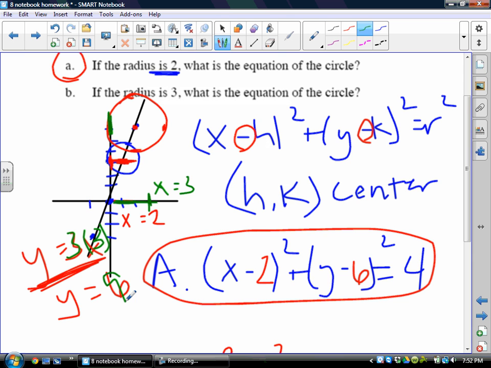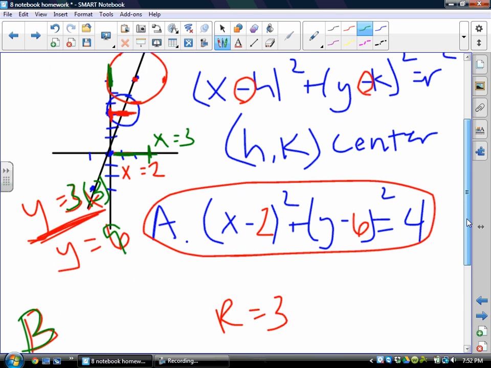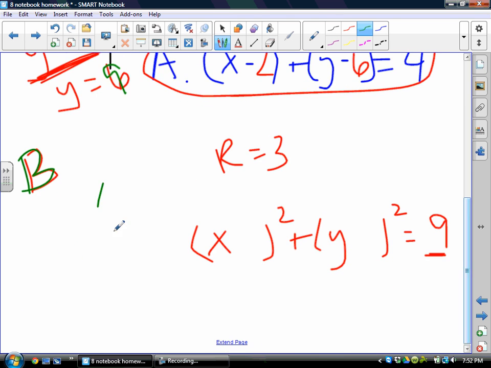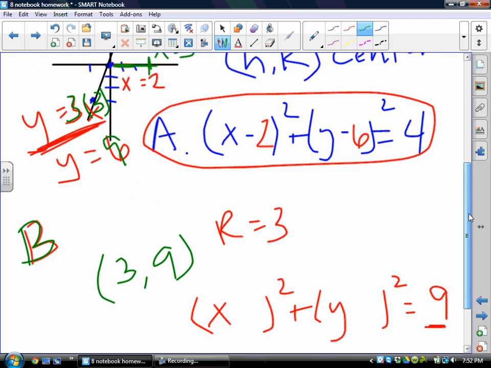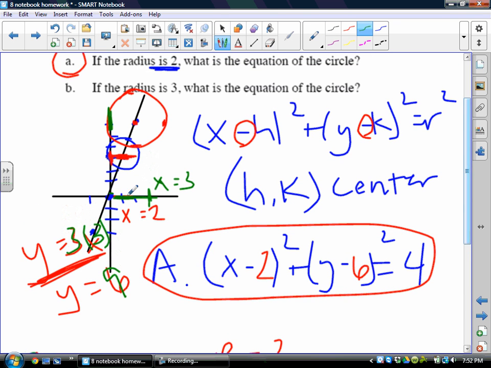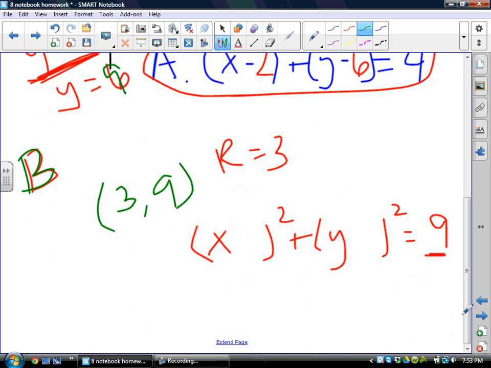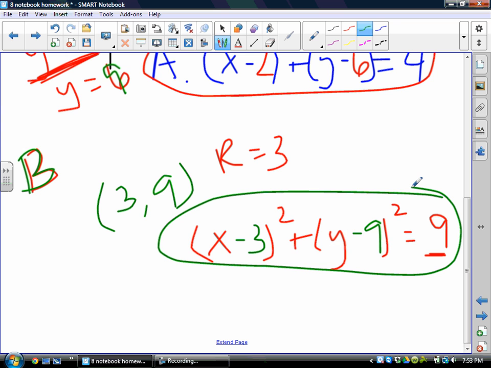So my center of the circle for part B is at (3, 9). It has to be 3 units from the y-axis, and it needs to be on the line as well. So I plug this value into the line, and that tells me how high up I am. Now I have my center, so I do the opposite of these: minus 3, minus 9. So here's my equation for part B: (x minus 3) squared plus (y minus 9) squared equals 9.